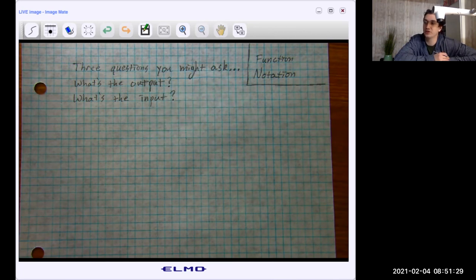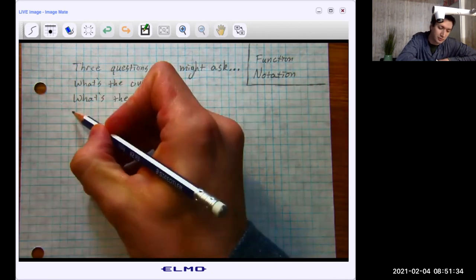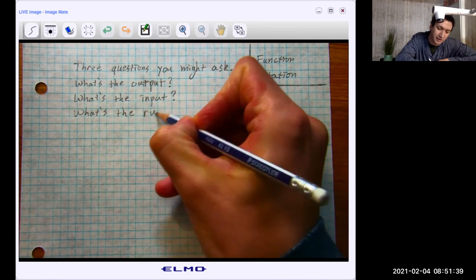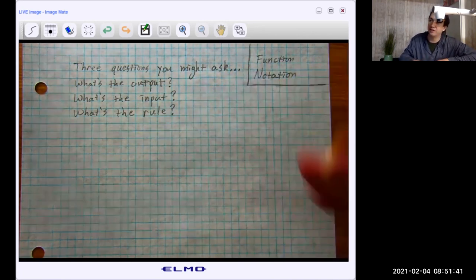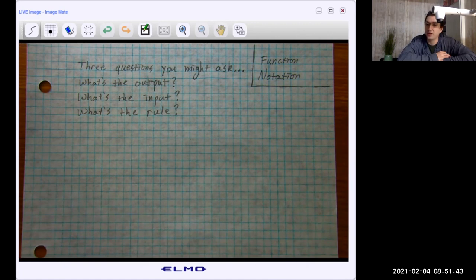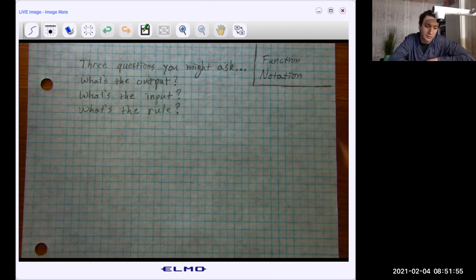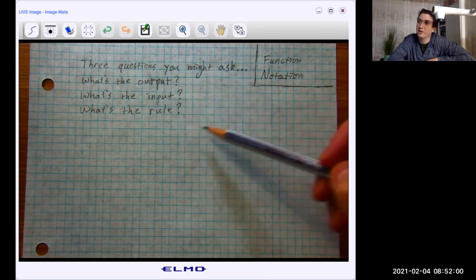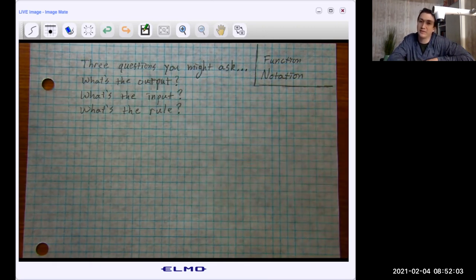And then there's a third question we ask, and this comes up a lot in math and in computer coding: what's the rule? What's the rule that's happening inside of the function? When we were doing the activity earlier this week, a lot of you were thinking about that as we were doing the inputs and outputs, because your brain just goes there looking for patterns, thinking, okay, what mathematically is going on here? So these are the three main questions that we have when we're looking at a function.